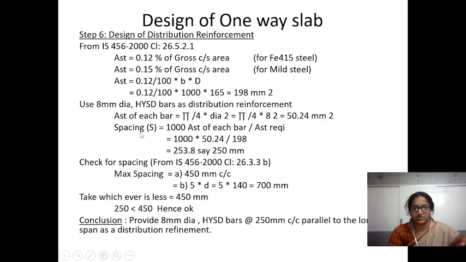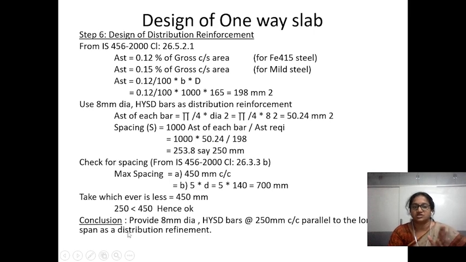So the spacing formula is equal to 1000 into AST of each bar divided by AST required. So AST of each bar is calculated by substituting pi by 4 into dia square. I have got 50.24 mm square. So with that I got the spacing as 250 mm. So again from IS 456 clause number 26.3.3 B, I have got the maximum spacing formula as 450 mm center to center and 5 into D. So take whichever is less. I got the lesser value as 450 mm. The spacing we have got, 250, is less than the maximum spacing, hence okay.